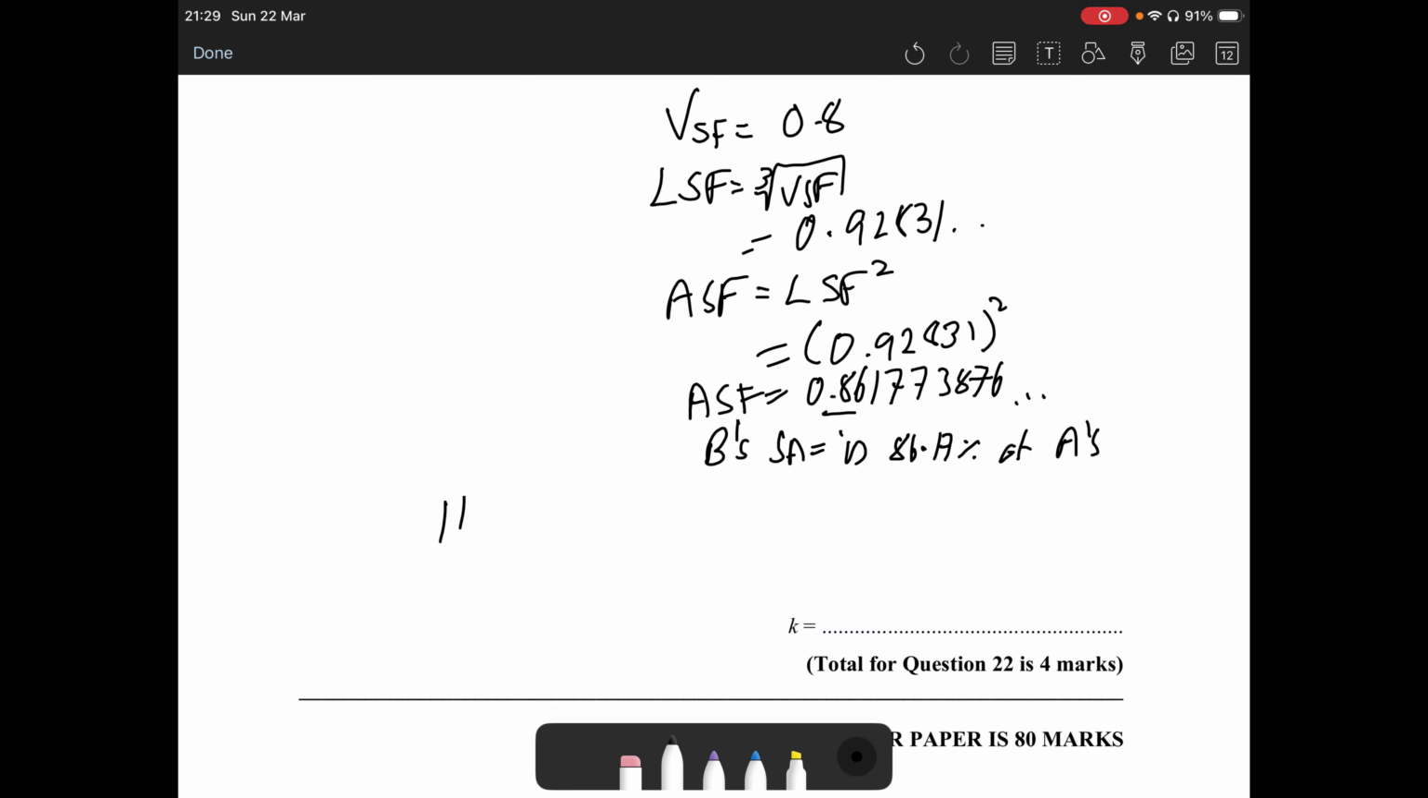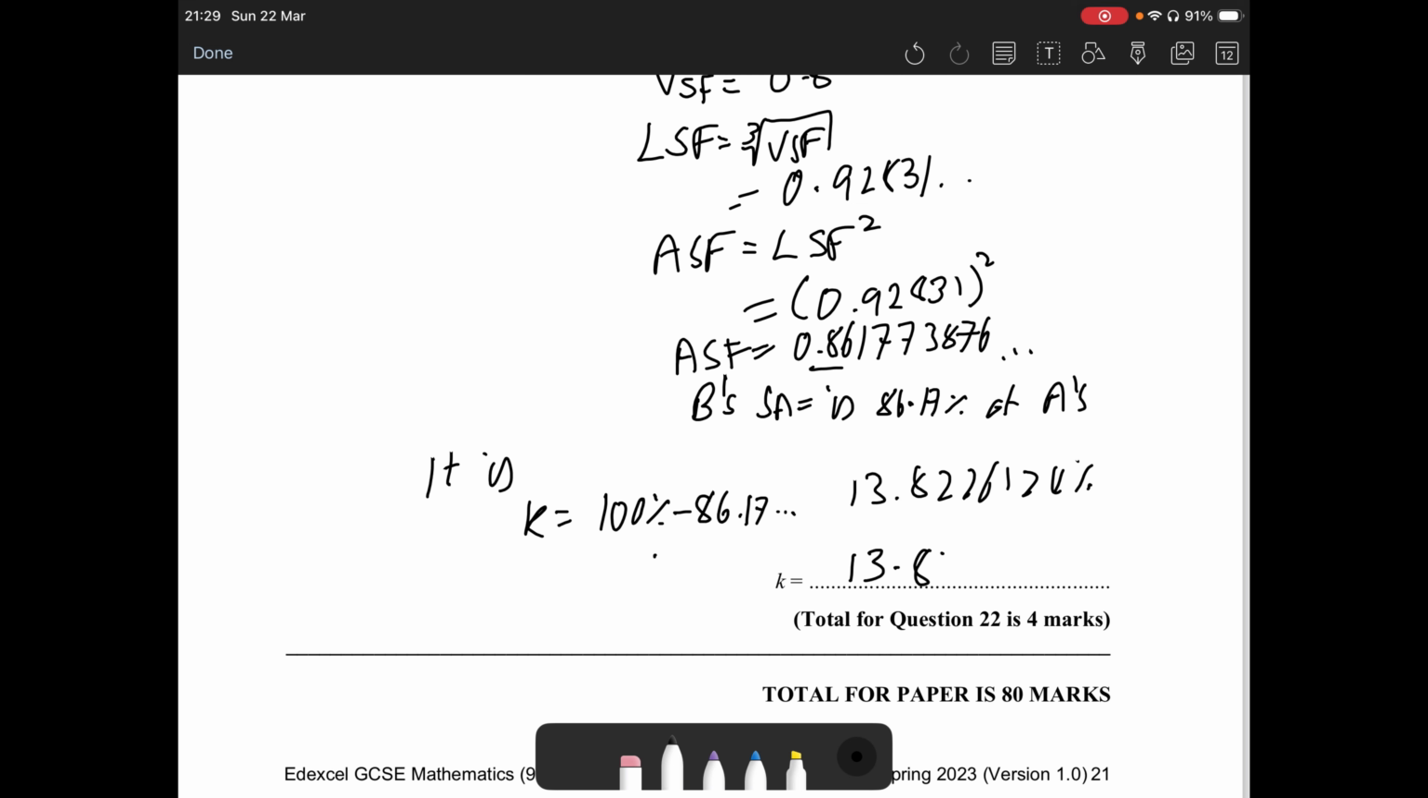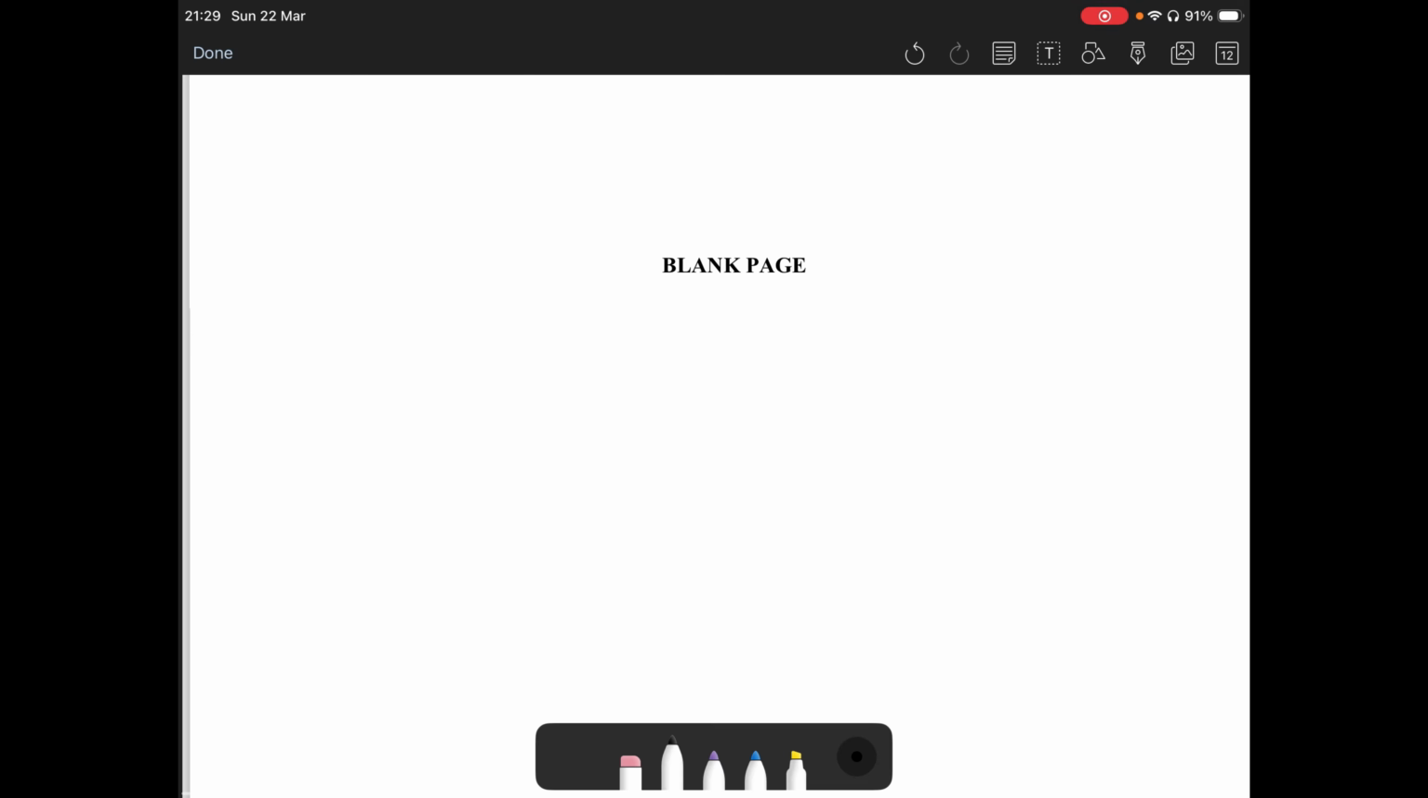So it wants, how much less is that? Well, K equals 100%, take away that number, 86.17, which would be about 13.82. So it's 13.8226124%. So rounding it to 3 significant figures would be 13.8. Right, that would be the answer. Let me get a bar check. 13.8 is correct, and that's it.